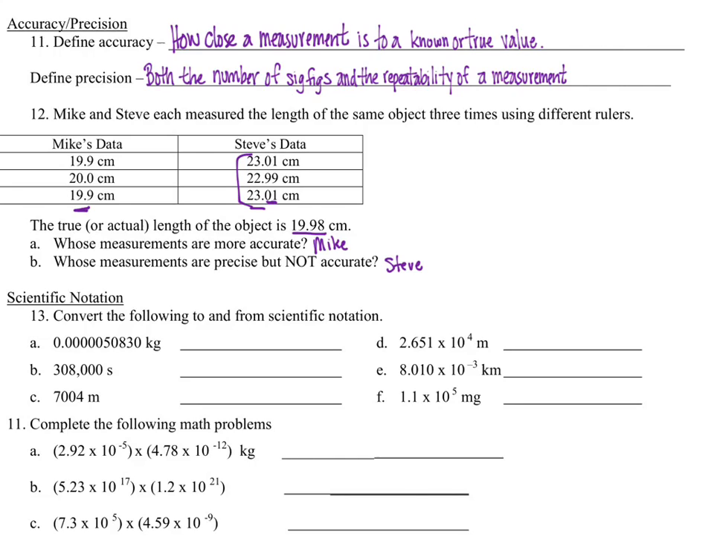Alright, so it's asked to convert the following to and from scientific notation. We look at our very first number. Here, our number overall is less than 1, so we know for sure our exponent is going to be negative. Now we look to see how many times we have to move our decimal point in order for this number to be between 1 and 10. We could put the decimal point right there, but we'd have to move it 1, 2, 3, 4, 5, 6 times. So our number would be 5.0830 times 10 to the negative 6th power.